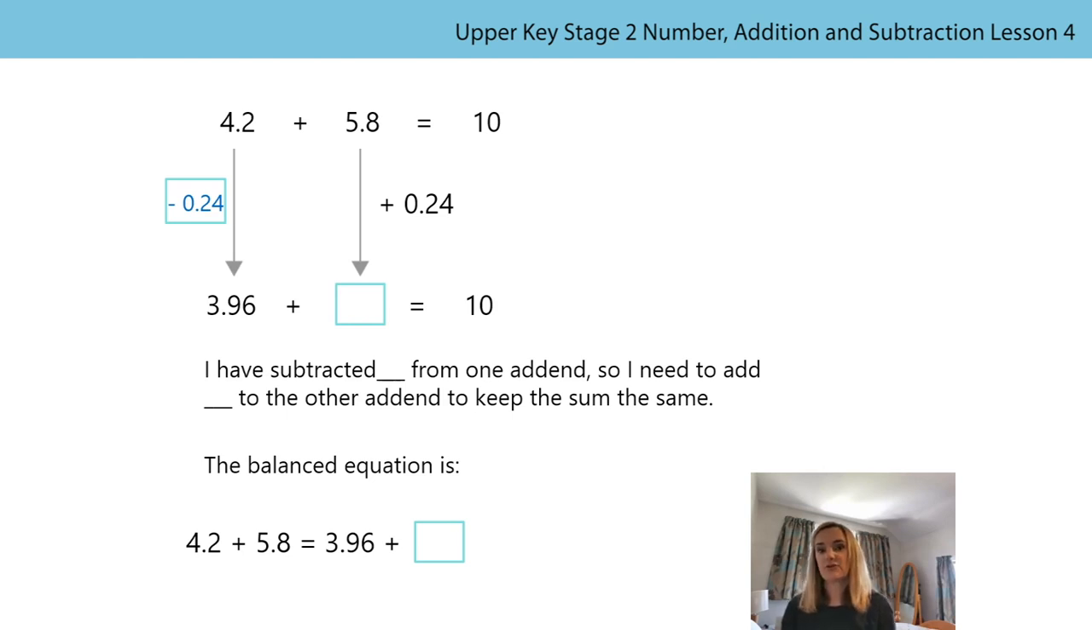So yes, we need to increase 5.8 by 0.24, which would give us 6.04, because remember, 5.8 add on the 2/10 from the 0.4 will get us to 6, and then we've still got our 4/100 to make 6.04. So I have subtracted, remember, 0.24 from one addend, so I need to add 0.24 to the other addend to keep the sum the same. So now we have a balanced equation. 4.2 add 5.8, are you saying it with me, is equal to 3.96 add 6.04.